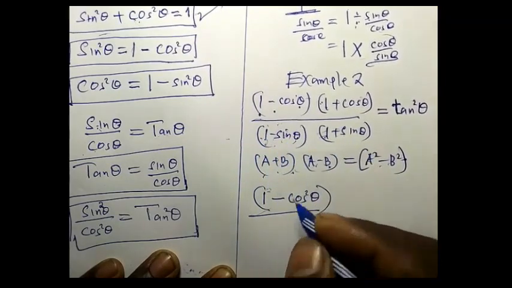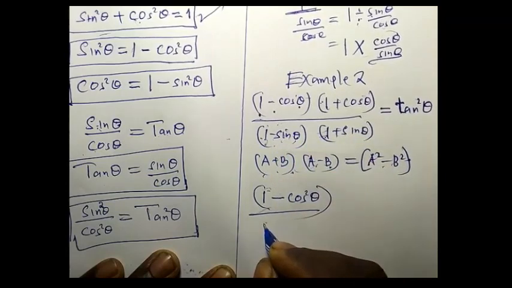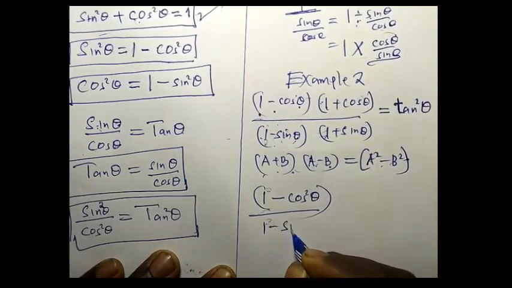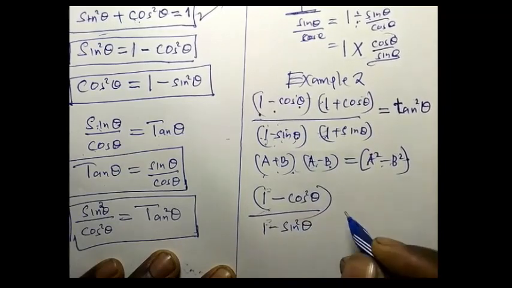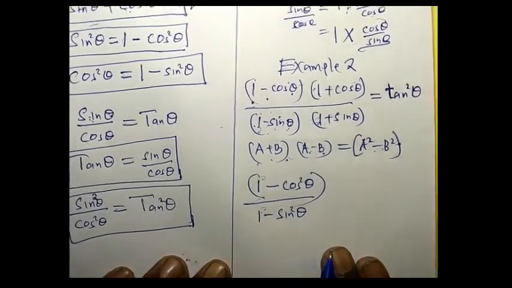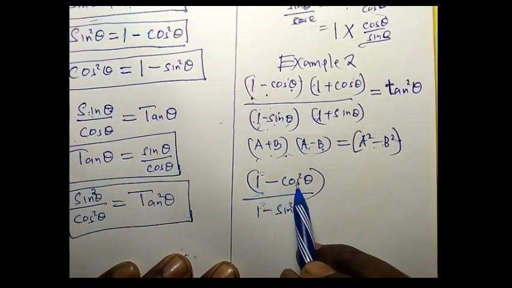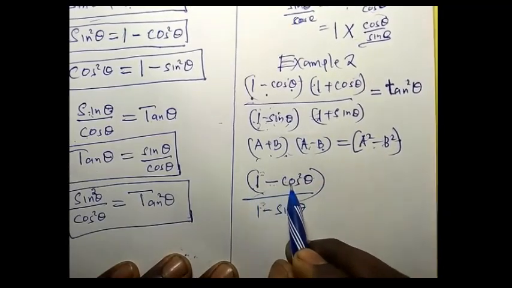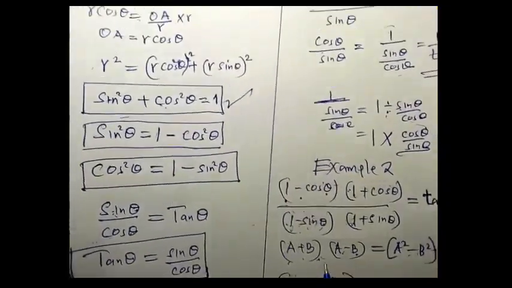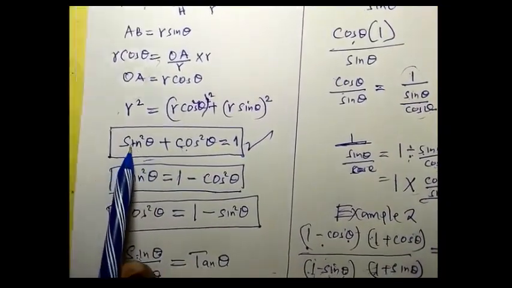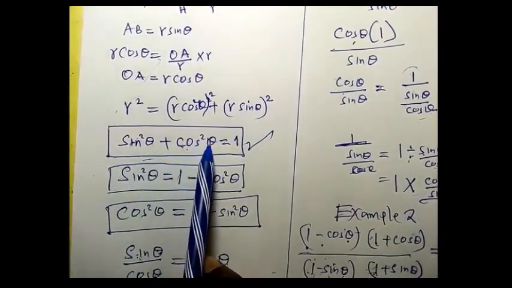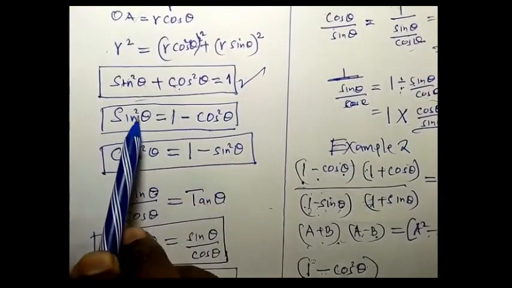That's what it means. So 1 square is 1, minus sin square theta. Again, we know what this is. 1 minus cos square theta is the same as sin square theta. You remember here? I started by telling you that sin square theta plus cos square theta is equal to 1. Then I did this: sin square theta is equal to 1 minus cos square theta.